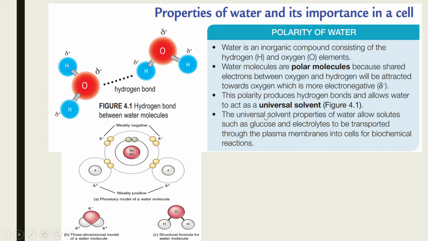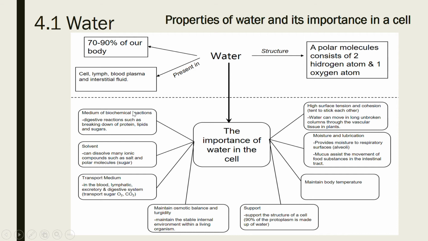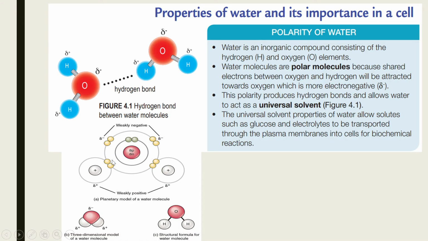So this universal solvent property of water allows the solutes, such as glucose and electrolytes, to be transported through the plasma membrane into the cells for biochemical reactions, for transport, because water is able to dissolve many ionic compounds. Can you see the relationship right now?